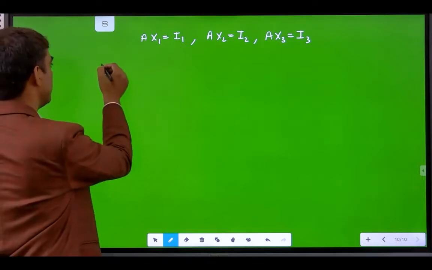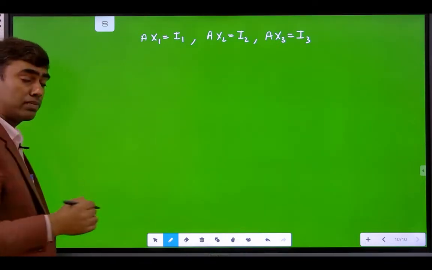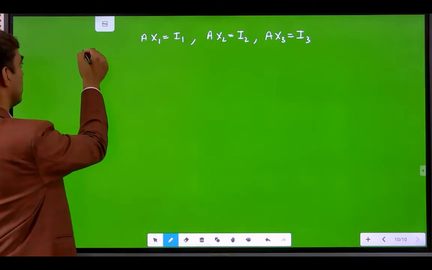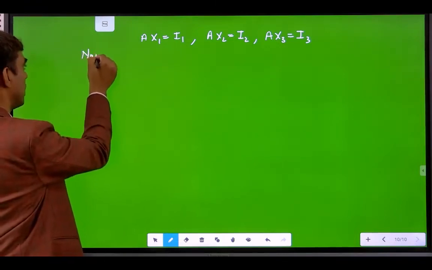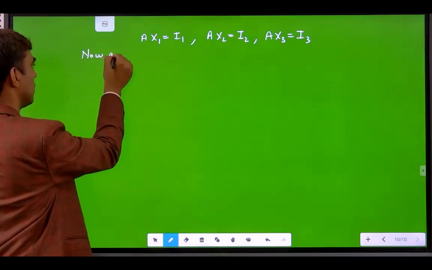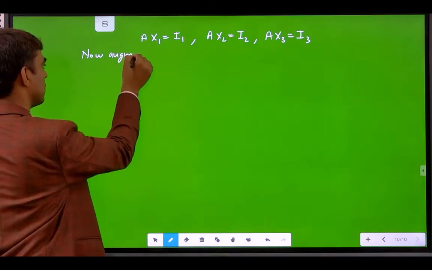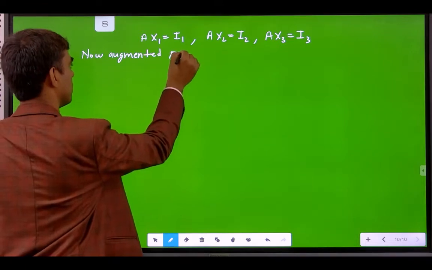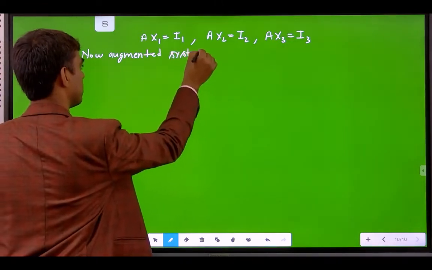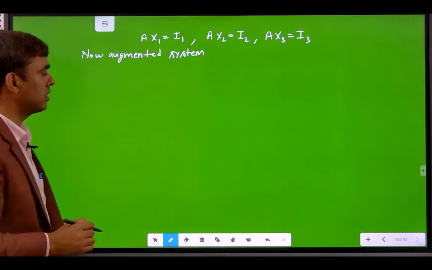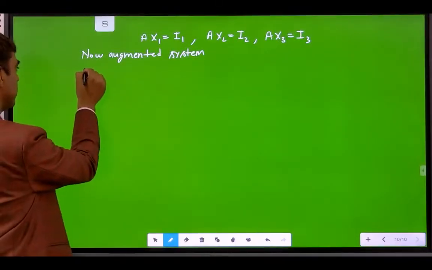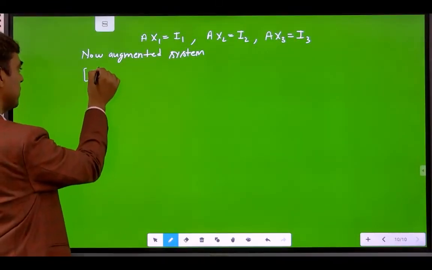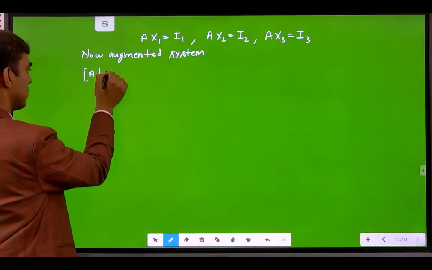Now we write the augmented system. The augmented system is the matrix A, a partition, and then I1, I2, I3, or you may directly write I.